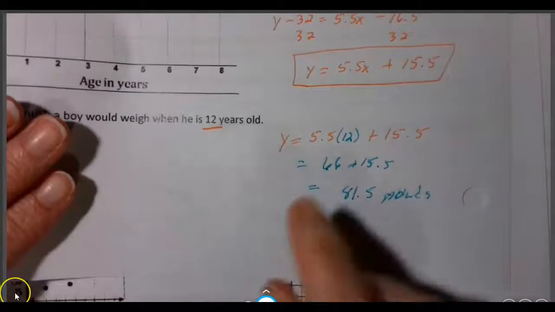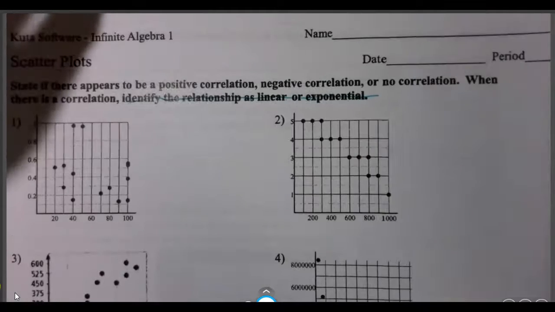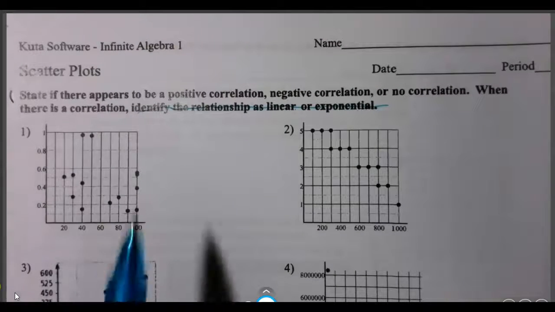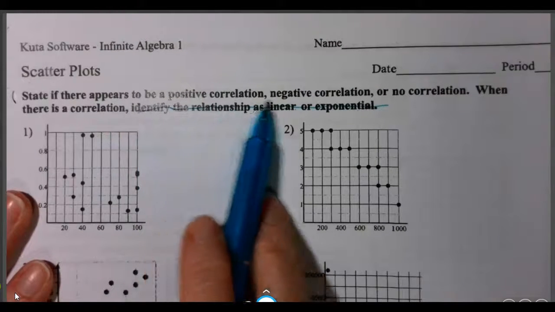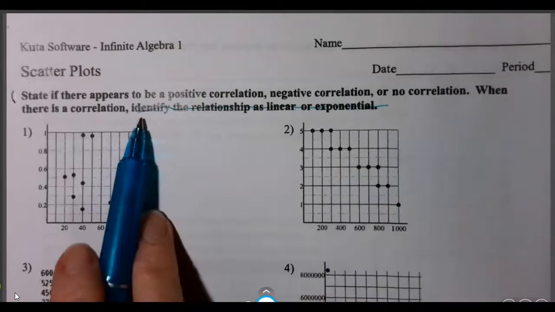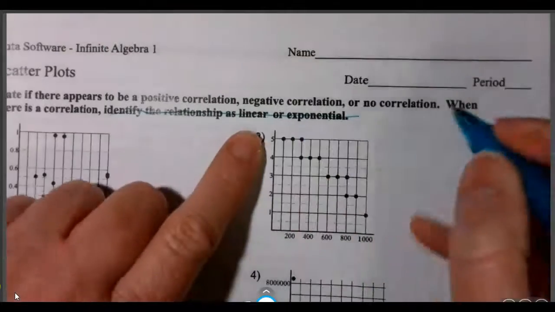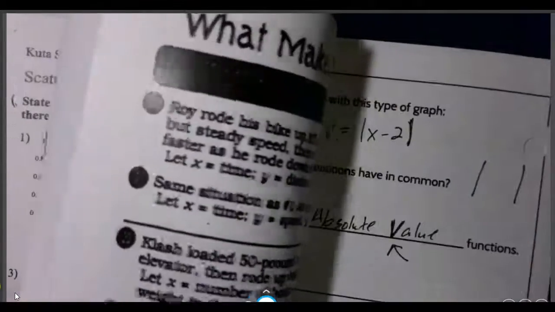Okay, so now let's look at the next two worksheets. Some of these are going to be homework. Some of them we're going to do together right now, and some we're just going to talk about and move on. So the first one says, state if there appears to be a positive, negative, or no correlation. When there is a correlation, identify a relationship as linear or exponential. So just to refresh your memory, I'm going to turn back to page 23.